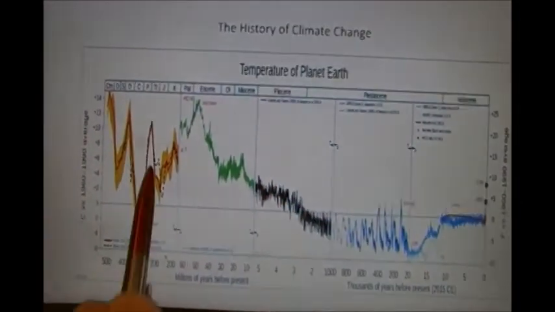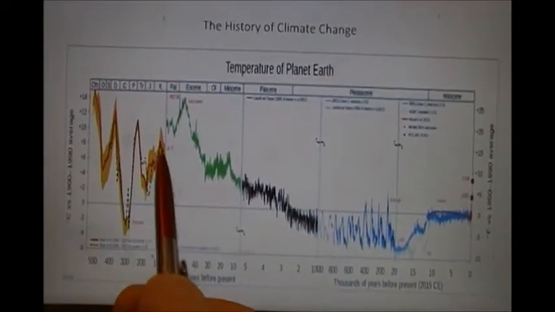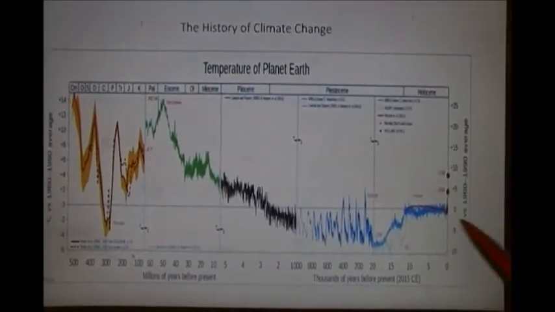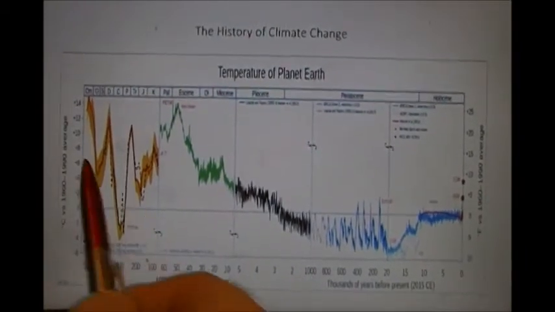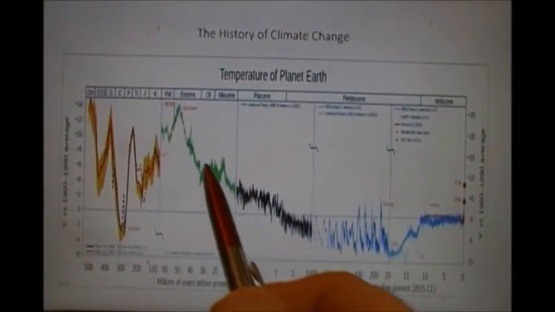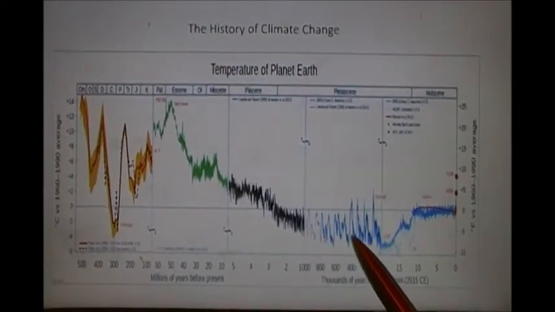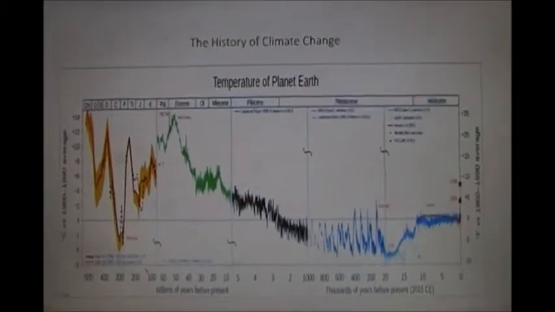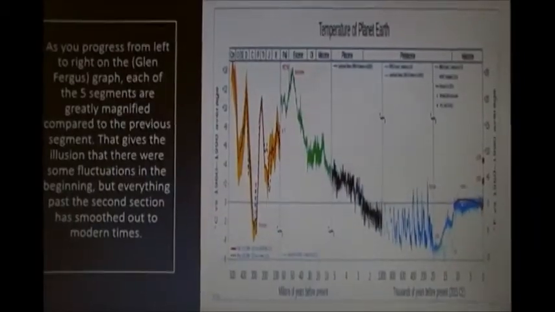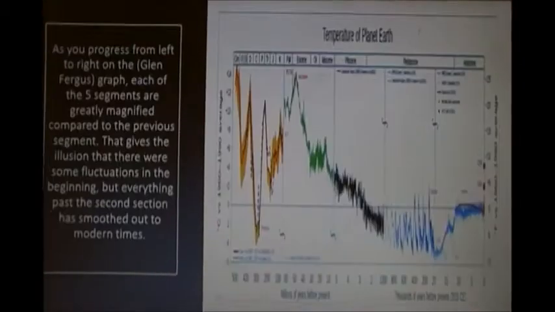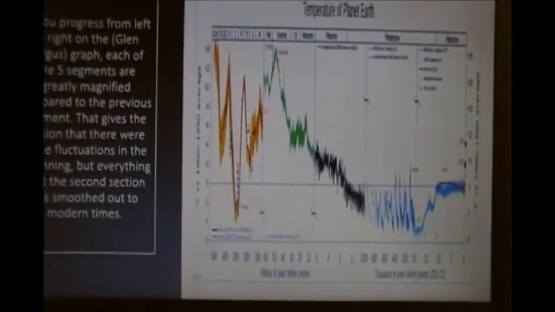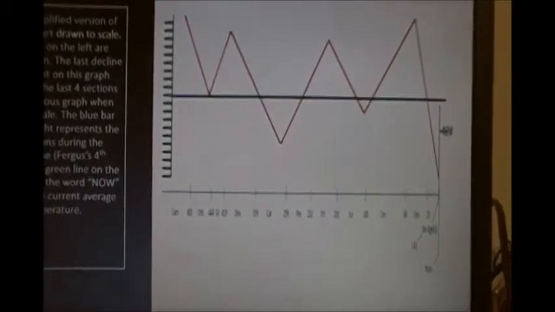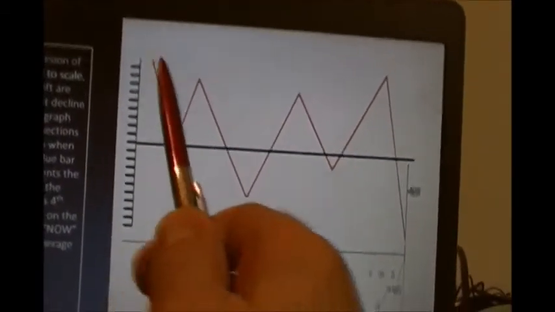So what you immediately notice is this is a very condensed amount of time, and as you go from left to right, this is all very spread out, and so it gives the illusion that there were some fluctuations in the beginning, and then temperatures have gone down, and now they've jumped up to the present. If we take this same scale, by the way, this is from Glenn Fergus's graph from the internet, and draw it to scale, suddenly it looks like this.